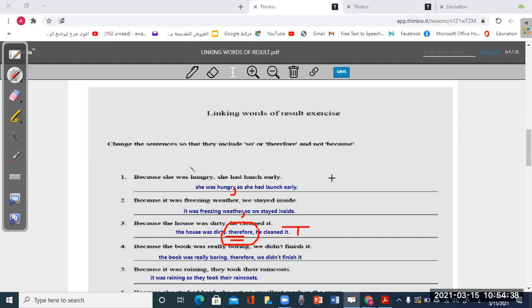Now the next one, Nicole, number 4. Because the book was really boring, we didn't finish it. The book was really boring. Yes. Therefore, we didn't finish it. So what's the problem here again? The capital letter. Now the next one, Amin. Every sentence has a fault. Yes, every sentence has a mistake.